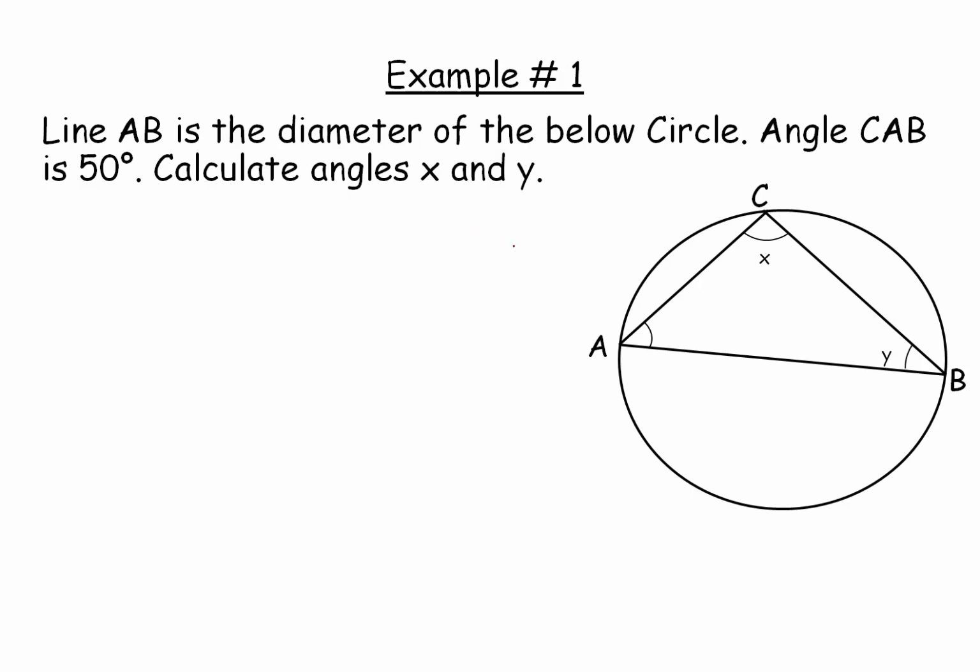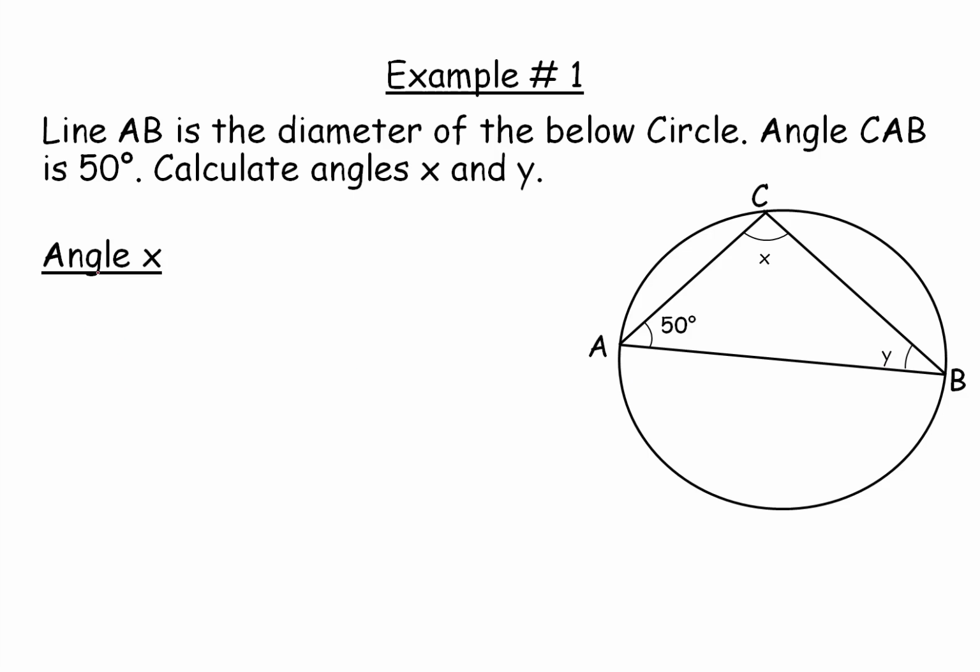So let's see some examples. Number 1, line AB is the diameter of the below circle. Angle CAB is 50 degrees. Calculate angle X and Y. All right, so we have this diagram and we have angle CAB. So this angle here is 50 degrees. So we have the 50 degrees here. So we are to find the value of angle X and the value of angle Y.